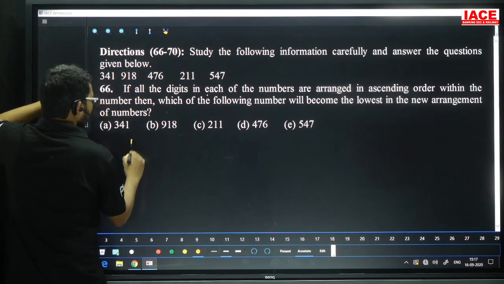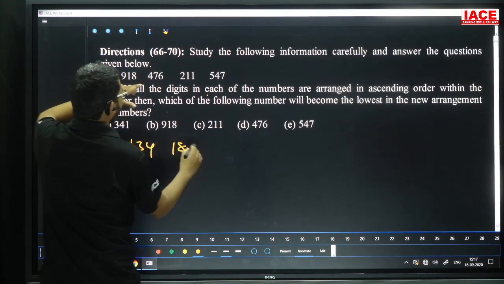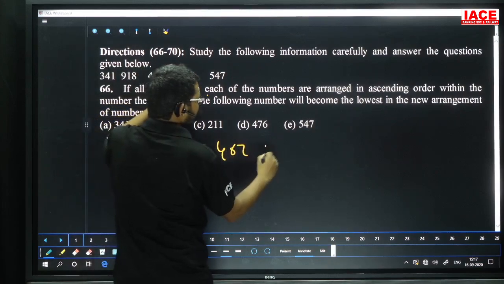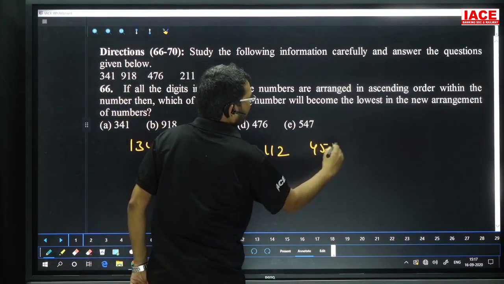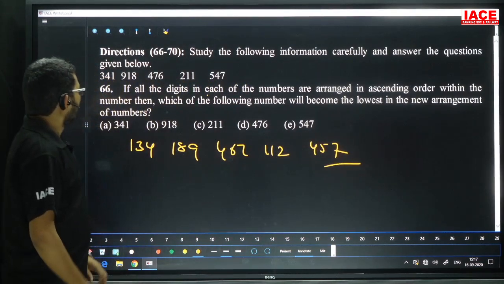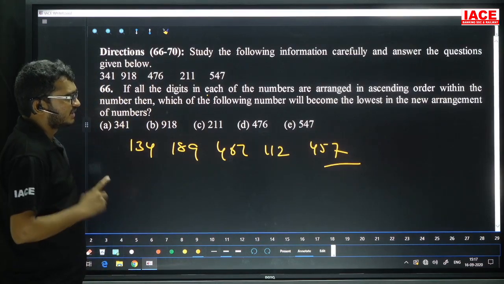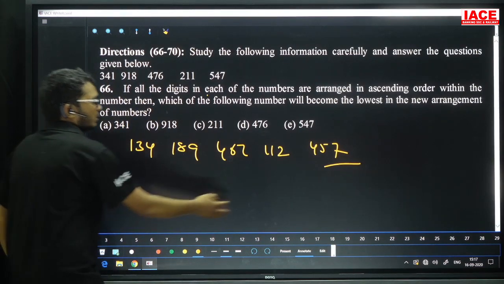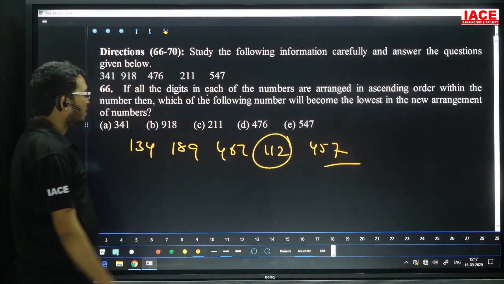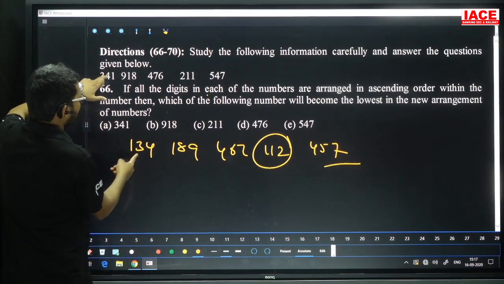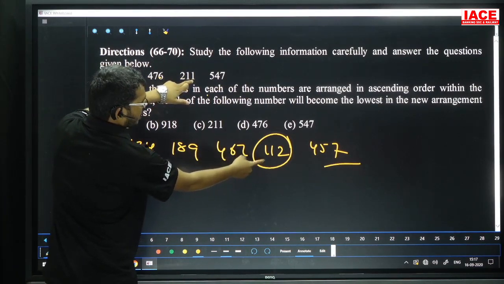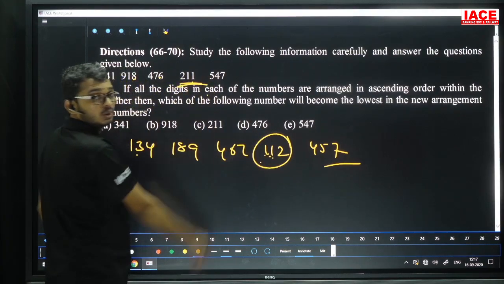That means here, the first one is what? 134, 189, next 467, next 112, next one is what? 457. Then next, which of the following numbers will become the lowest number? So which of the following is the lowest number? So 112. So 112 means what? Here first number, second number, third number, fourth number. So 112 means what? Here 211.